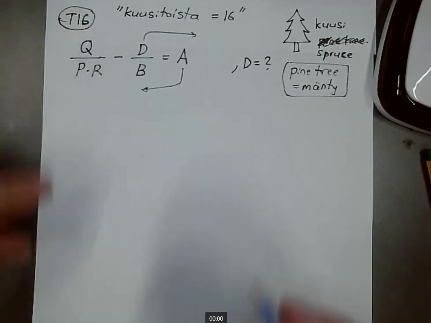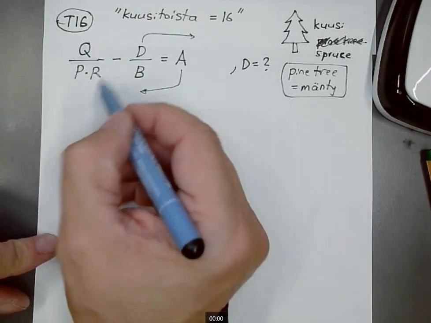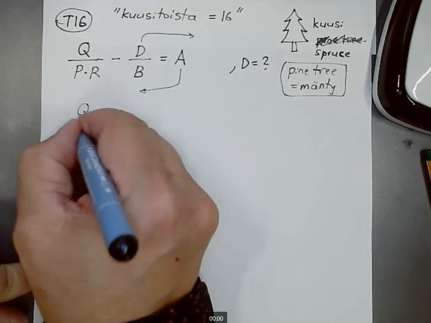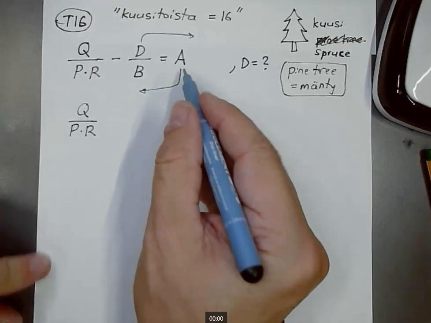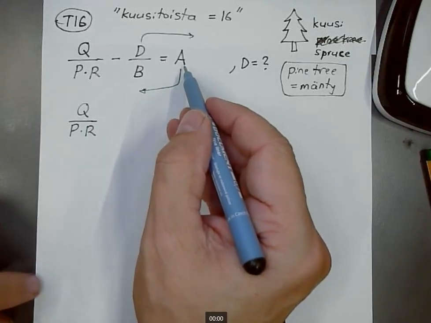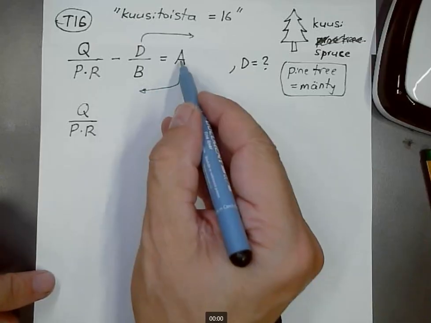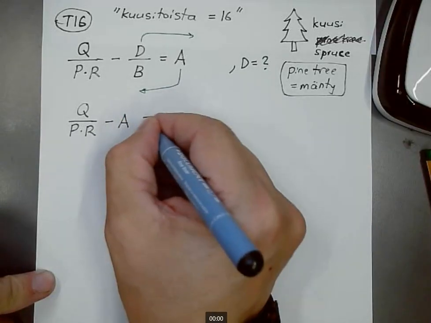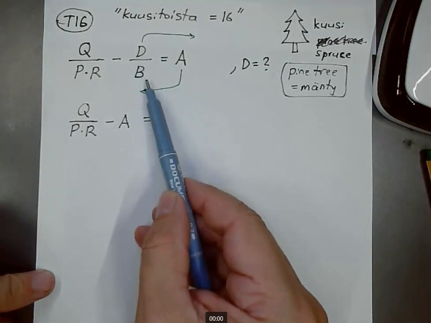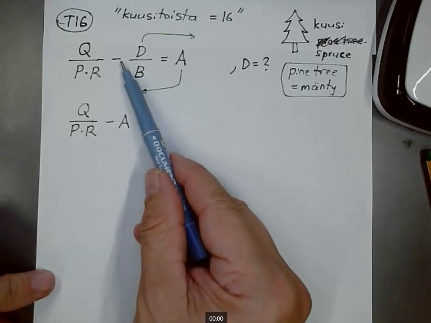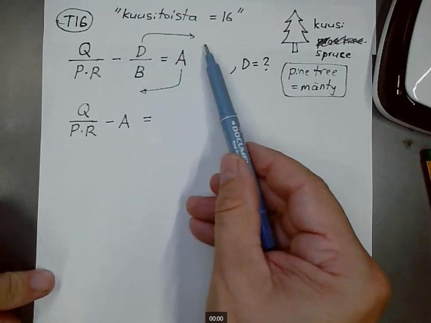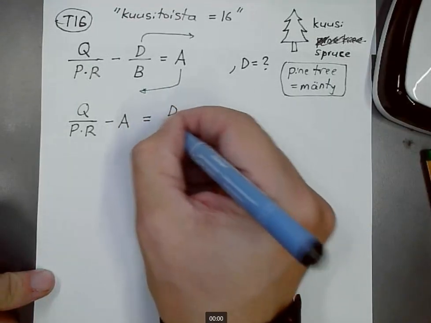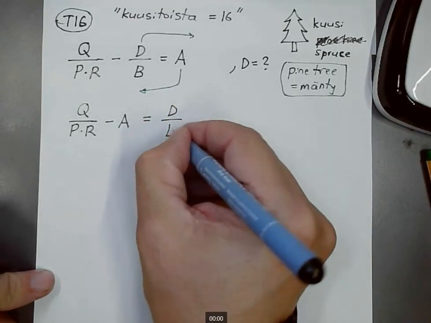So after that I won't do anything with this Q divided by PR. It will stay here in the left part, but this A letter will go to the left part. So it will change the sign. There will be minus A. And now this D divided by B, it has a minus sign on the left hand side, but we move it to the right hand side, so it will be plus. So we may forget the sign. It will be only D divided by B.